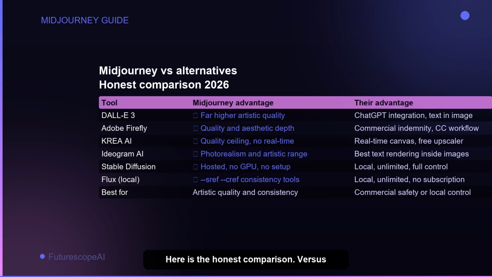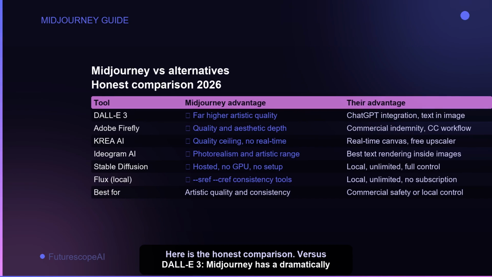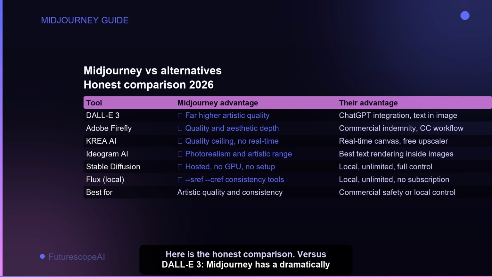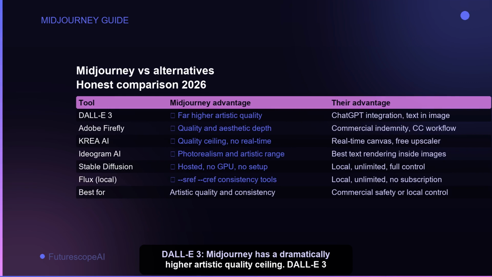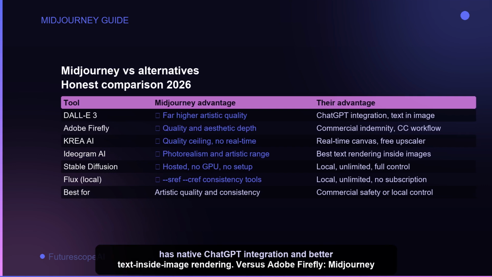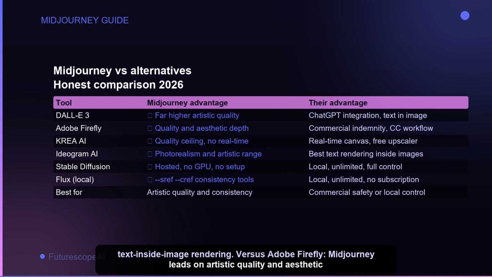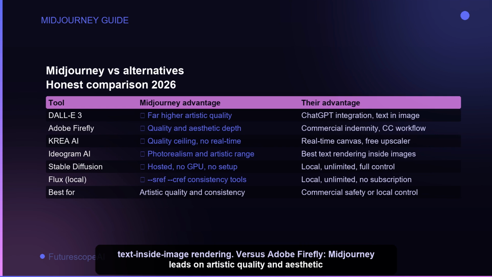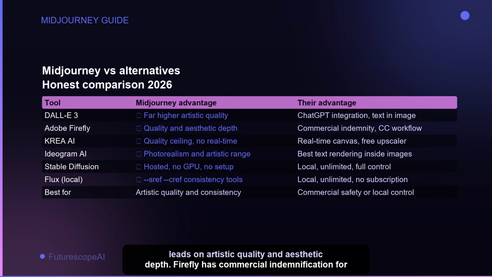Here is the honest comparison. Versus DALL-E 3, Midjourney has a dramatically higher artistic quality ceiling. DALL-E 3 has native ChatGPT integration and better text-inside image rendering. Versus Adobe Firefly, Midjourney leads on artistic quality and aesthetic depth. Firefly has commercial indemnification for AI-generated content and deep Creative Cloud workflow integration that Midjourney does not offer.